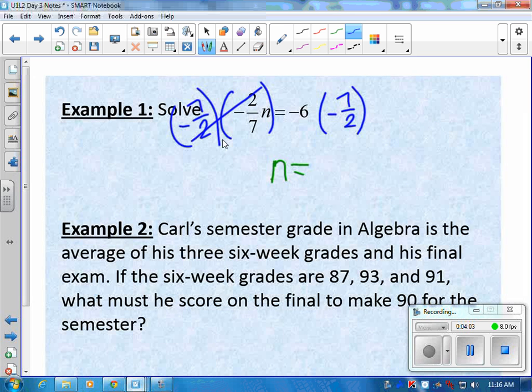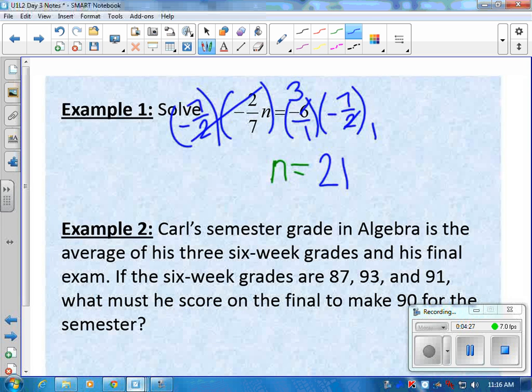So I can rewrite this as negative 6 over 1. Is there anything that I can simplify before I multiply this out? And what does that simplify to? So 6 over 2 is the same as 3 over 1. So now I have negative 3 times negative 7 over 1 times 1. And I get a final answer of n equals 21.